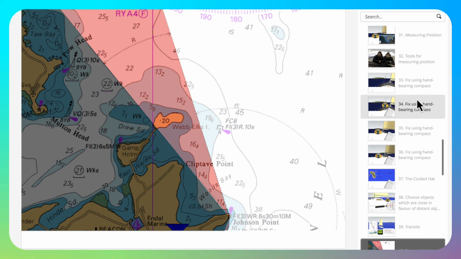Sectored lights can provide a useful position line, or a succession of position lines. For example, a vessel sailing southwest on a course to take her between Mutton Head and Gamp Holm will see the light on Johnson Point first turn from white to red and then disappear, as it is obscured by Cliptave Point. Each change can be plotted as a position line.